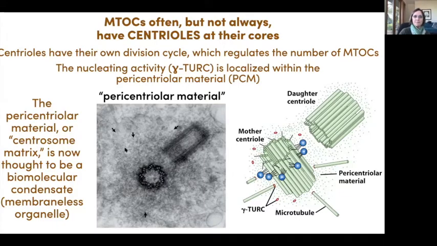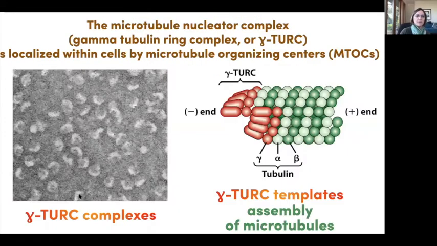But part of what's embedded in this material is this crucial gamma tubulin ring complex. This is a cryo-EM of gamma tubulin ring complexes. They're formed of gamma tubulin and other proteins, which together form this open washer structure, but it has the same diameter as a microtubule, and it's thought to form a template for the growth of these protofilaments and their formation into a tube to make a new microtubule.